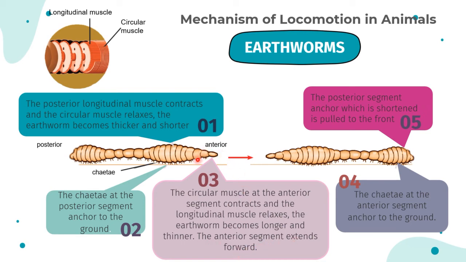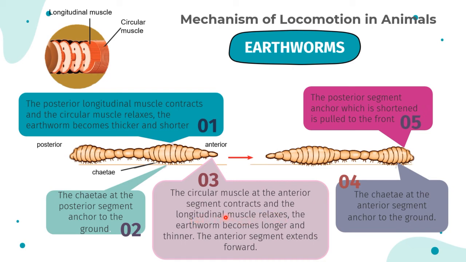Now, what happened here in the anterior part? In the anterior segment, the circular muscle will contract. So this is the circular muscle. What happens when the circular muscle contracts? It will become shortened, and when it becomes shortened, it will cause the body part to become longer. And then what happened at the same time?